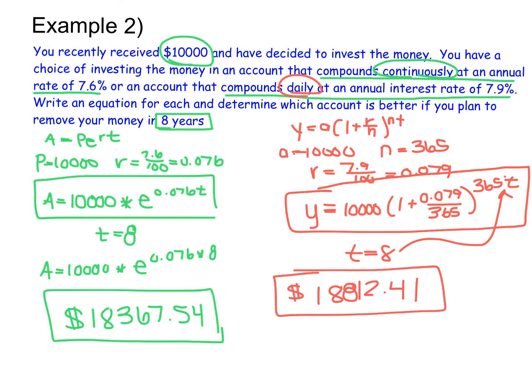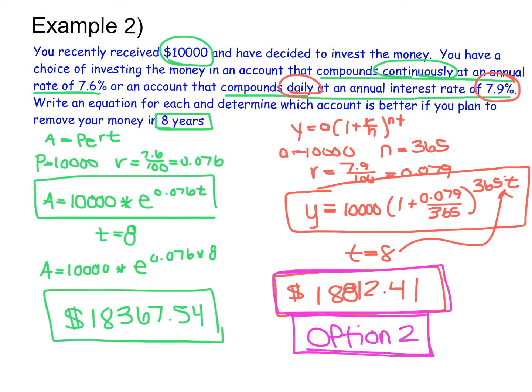So they are very, very close. While compounding continuously is typically better, this rate of 7.9% actually helps the compounding daily a little bit. And because we have more money after compounding daily at that higher interest rate, we would want to go with option 2, because option 2 is the situation that results in us making the most money over those 8 years.